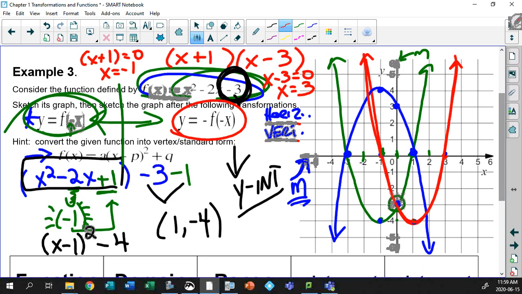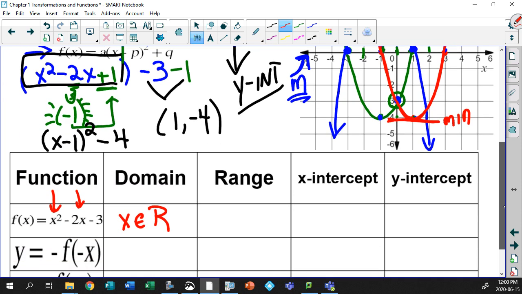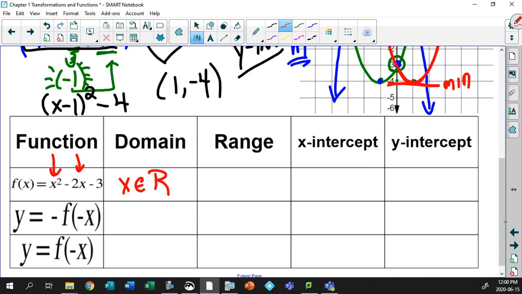Okay, so look, the domain and range. The range then, you have a minimum point. You have a minimum, which means, guess what? All values above that minimum. So your range has to be all values of y that have to be greater than or equal to -4.